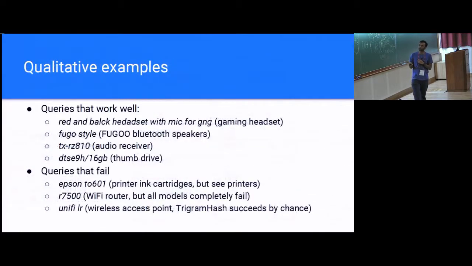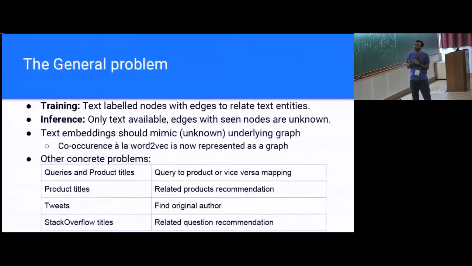Or at least 1.5 times. I'll skip this in favor of time. And so now the general problem: you abstract things out. So instead of a query, you have a general text, and edges will represent some relation between the text entities. And again, at inference time, you'll only have the text available. You don't know the edges to the already seen nodes.